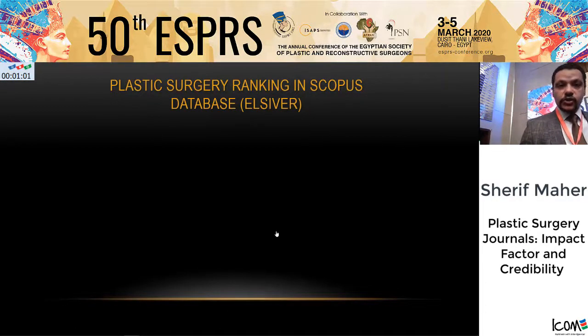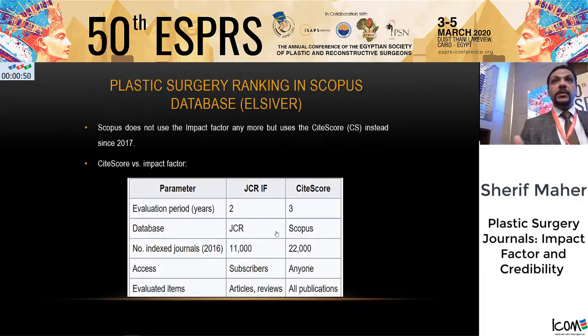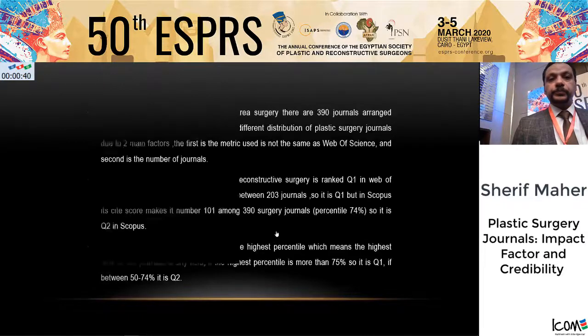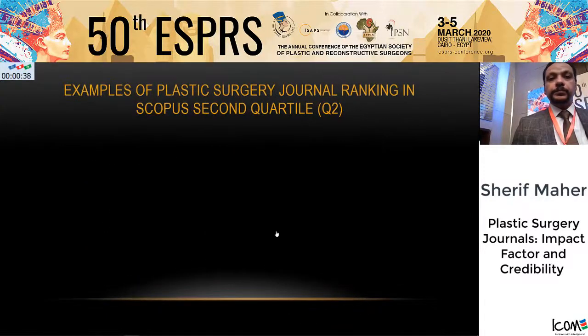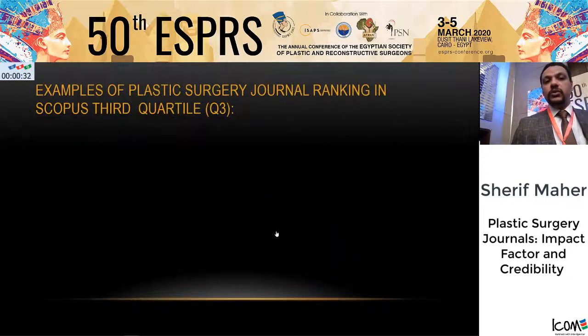Regarding the plastic surgery ranking in Scopus, it's a little bit different. It doesn't use the impact factor anymore, but uses the CiteScore, and we have said what the difference between them is. The main difference is that the impact factor uses a 2-year-based database, and the CiteScore uses a 3-year-based one. These are examples of the plastic surgery journals ranking in the Scopus database, Q1, Q2 and Q3.